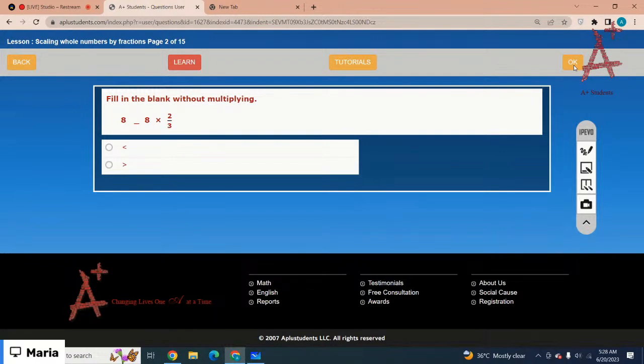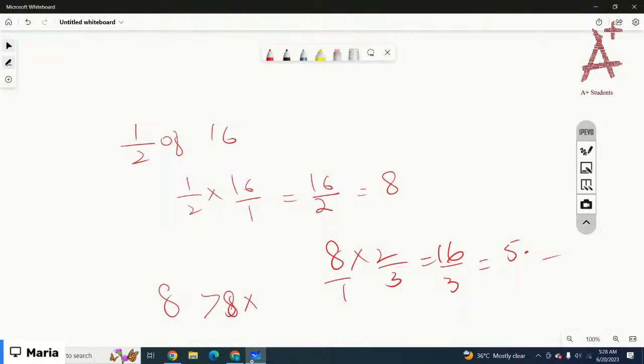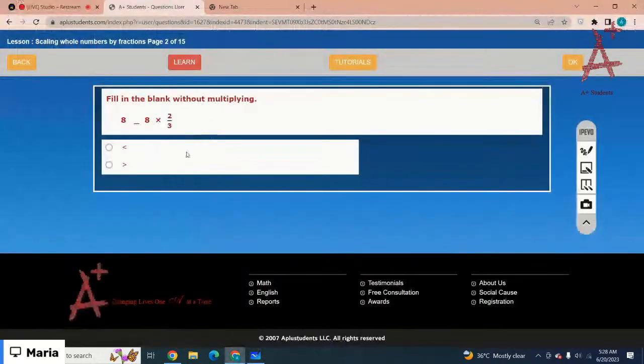You can see by multiplying. Let me just multiply 8 times 2 by 3. Let's see which number it is. 8 times 2 is 16, and divided by 3, it would be 5 point something. Got it? So 8 is greater than 8 times 2 over 3. Got it? It would be greater.